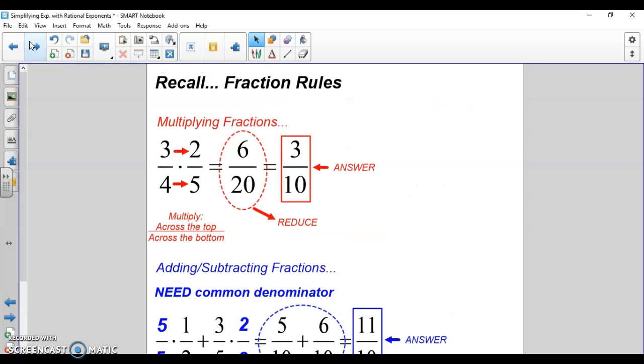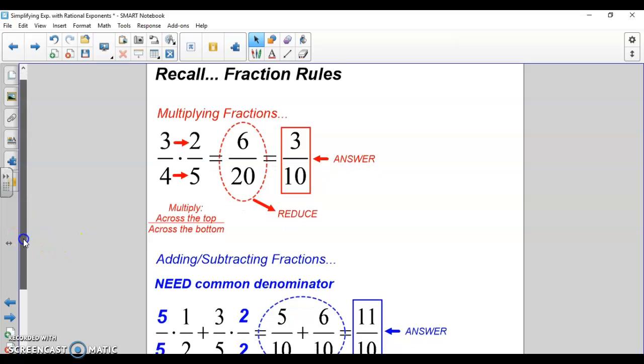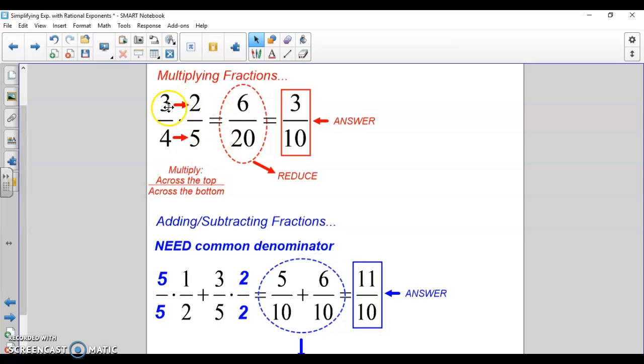Now, some other things we need to keep in mind is fraction rules. So we're using rational exponents now, fractions in the exponents. Reminder here, again, I'm not going to really spend time doing this. I left pretty good notes on this slide here, so you guys can read through it. Multiplying fractions, you just go across the top, across the bottom. 6 over 20, reduce it, 3/10 is your answer.